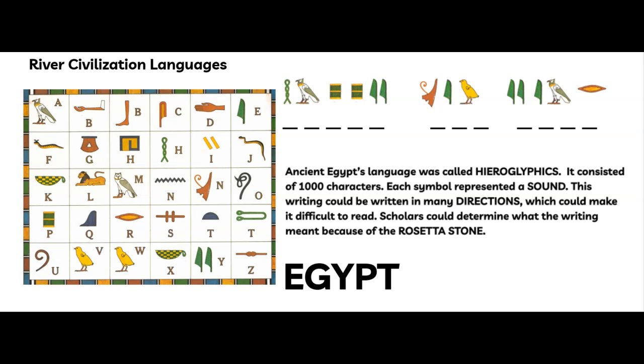I want to talk to you about one key component of culture, and that is language. One of the things you're going to have to think about for your civilization is what kind of language you're going to use and what it's going to look like. So I want to talk about the four different languages that the river civilizations had.